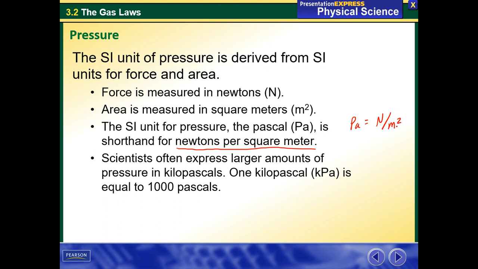Now, scientists can use other units for pressure, or they can add prefixes in front of it. So Pascal can add the prefix kilo to make it a little bit bigger.